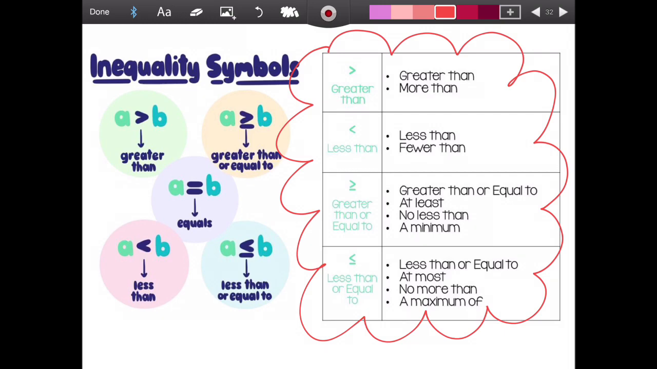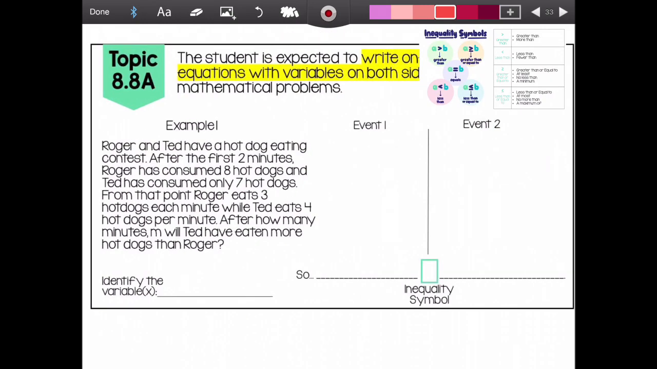Now let's look at our first example. Roger and Ted have a hot dog eating contest. After the first 2 minutes, Roger has consumed 8 hot dogs and Ted has consumed only 7 hot dogs. From that point, Roger eats 3 hot dogs each minute, while Ted eats 4 hot dogs per minute. After how many minutes will Ted have eaten more hot dogs than Roger?